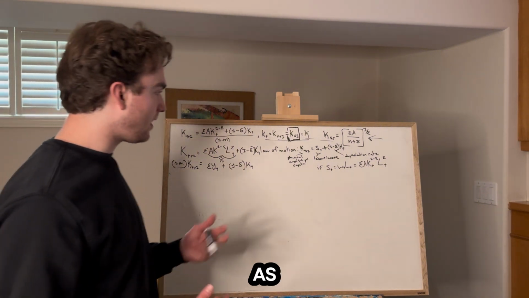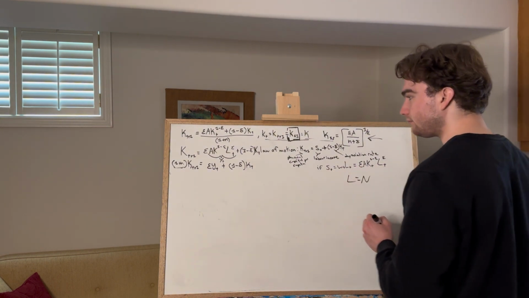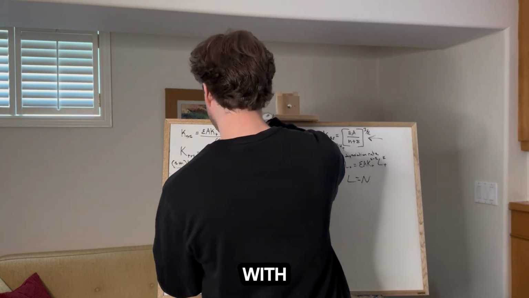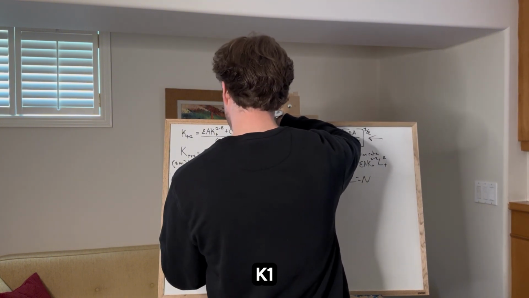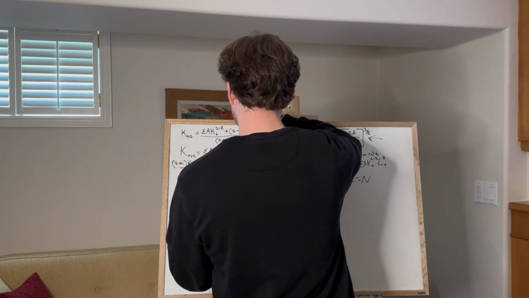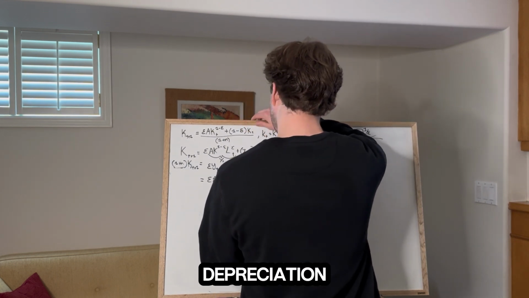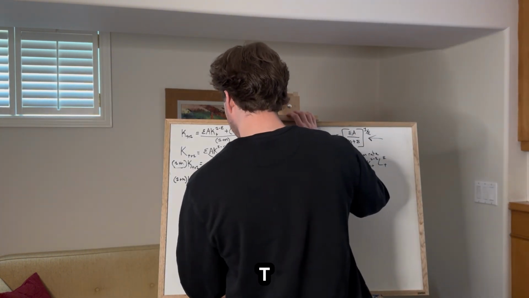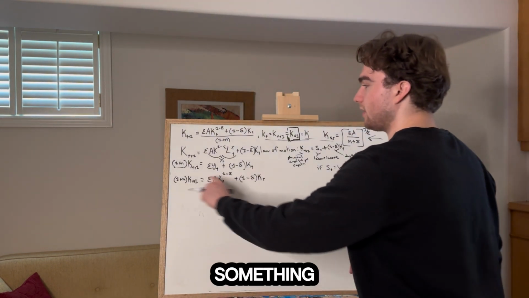And if this is the case, as a reminder, in this economy, we make it so that L equals N. So your L here disappears, and you're just left with A k to the 1 less epsilon plus 1 less depreciation k_t. This is at time t. Okay, so now we have something that looks like this.